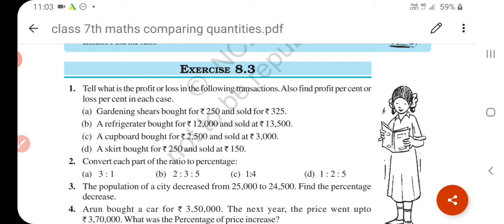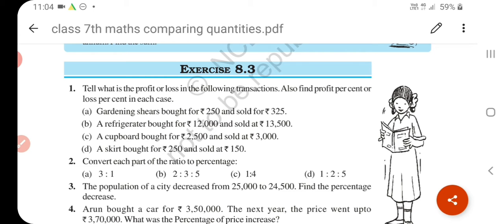Okay, students. In this chapter, we learn so many new things. What is ratio? What is percentage? How to find the percentage of any fraction? How to find the percentage of any decimal number? And how to convert a fraction into a percentage and a decimal into a percentage. And we also learn how to convert a percentage into a decimal and a fraction.